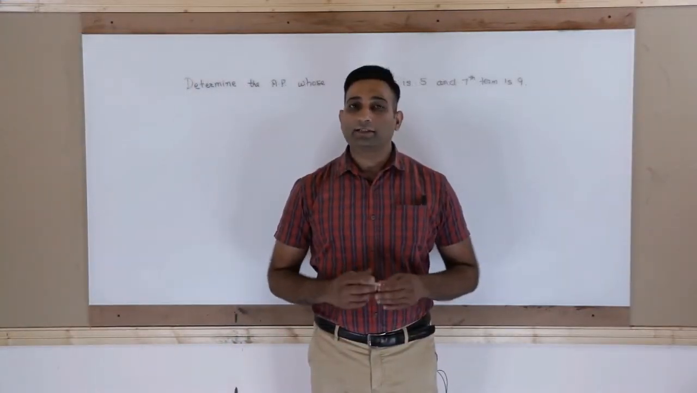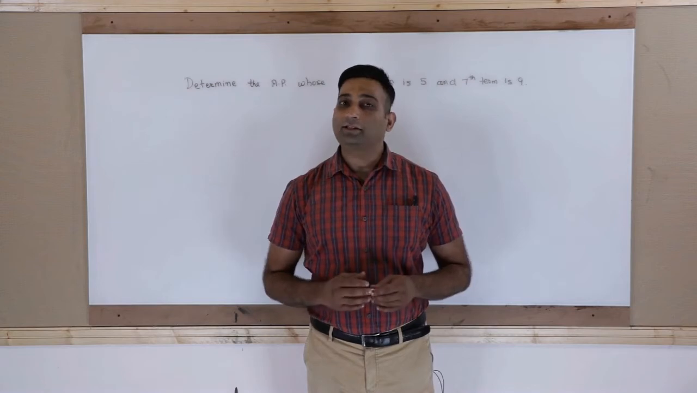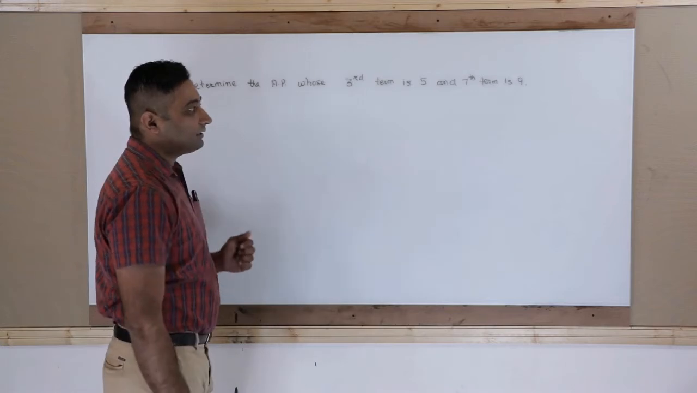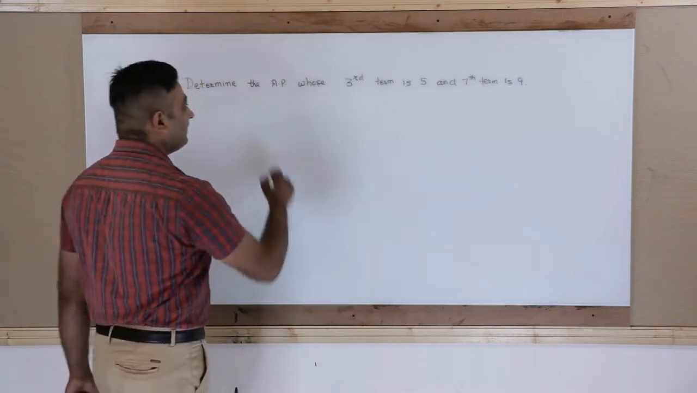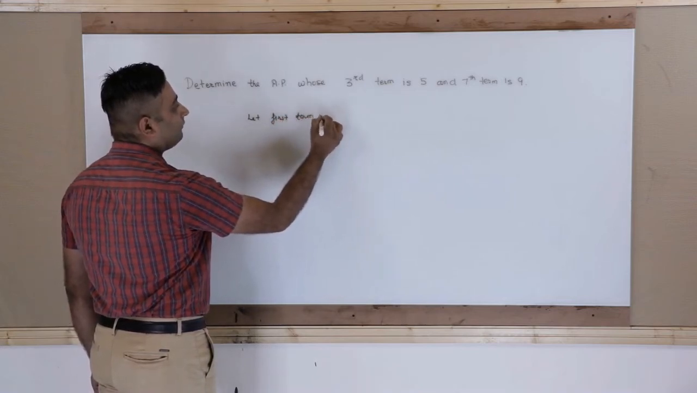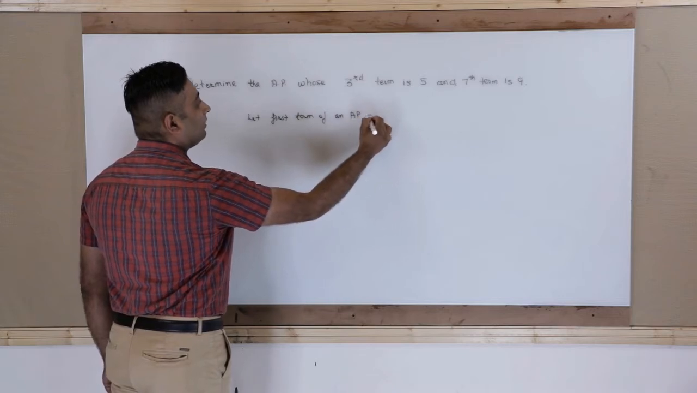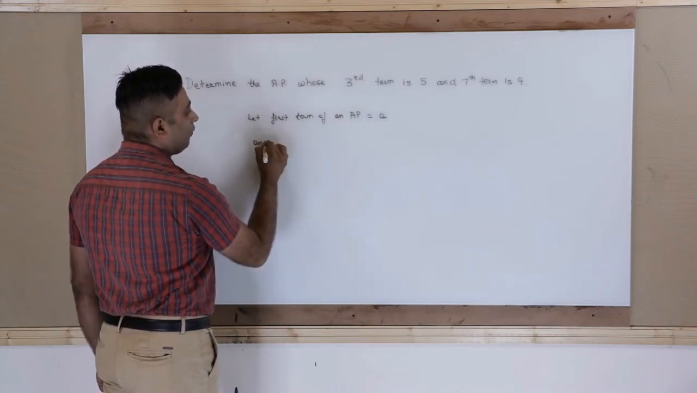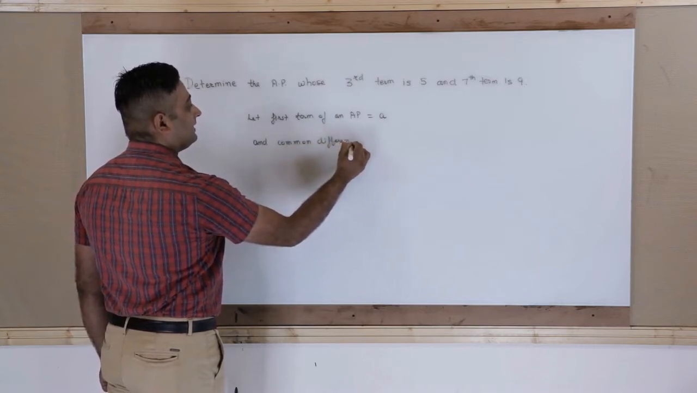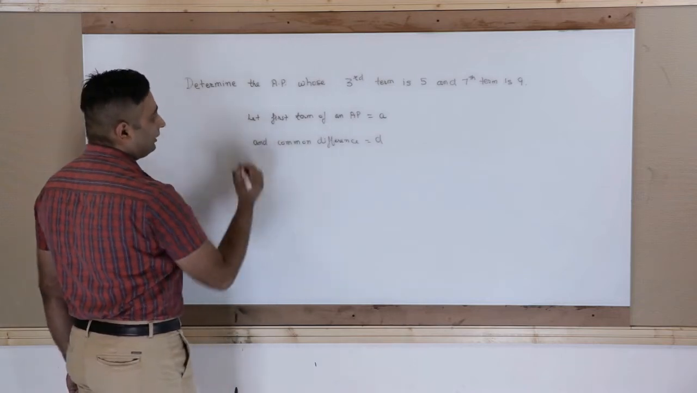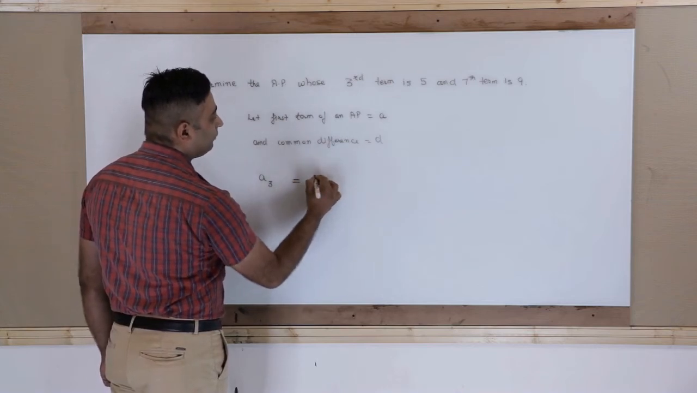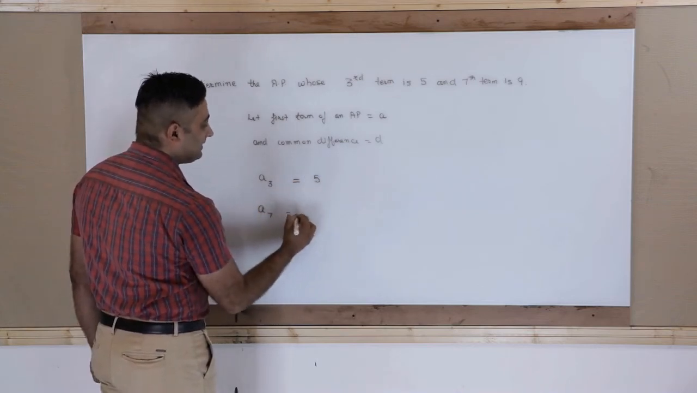Dear students, now let us discuss a few problems based on the nth term of an AP. Determine the AP whose third term is 5 and seventh term is 9. Let the first term of an AP be A and the common difference be D. According to the given problem, A3, that is the third term of the AP, is equal to 5 and A7 is equal to 9.